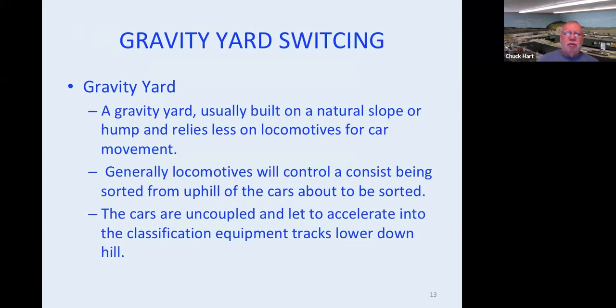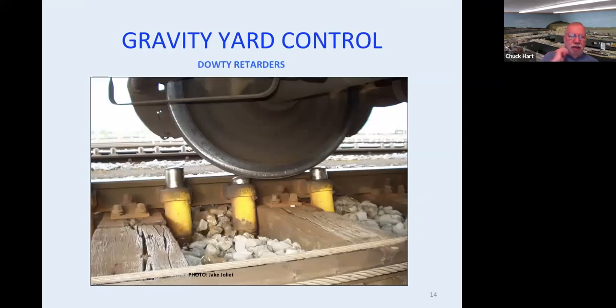A gravity yard is a little more complex. A gravity yard is usually built on a natural slope or a hump and relies less on the locomotives for car movement. Generally, locomotives will consist being sorted from an uphill location, and the switchman will let go of the cars, and the cars will start rolling down, and they'll accelerate through their classification tracks. So instead of a brakeman riding on the cars, you got this type of thing.